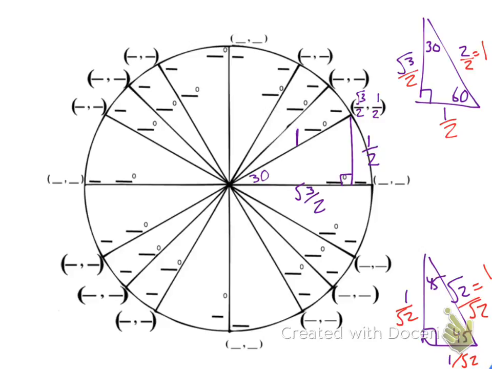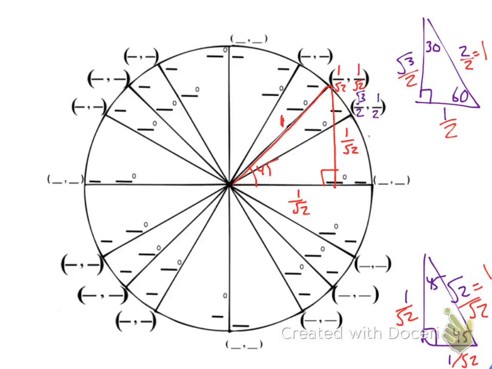What do you think the next angle is? What's the next angle? It's 45. Yeah. So this is 45, so that means this is still 1, right? So what would be 1/2? 1 over square root of 2, and then 1 over square root of 2. So how far to the right and up? It would be 1 over square root of 2, and 1 over square root of 2.